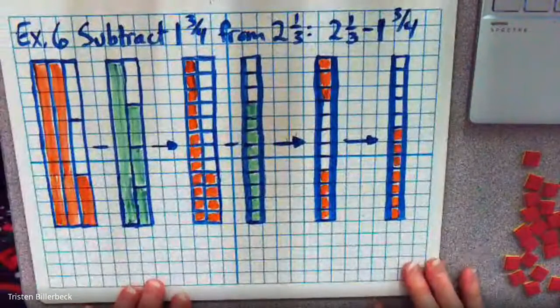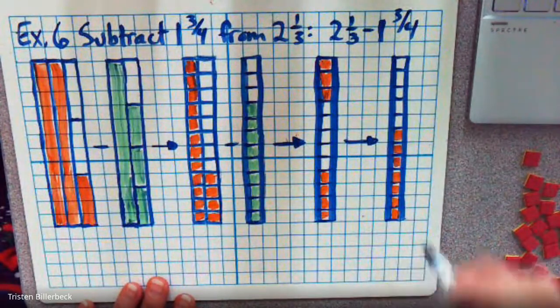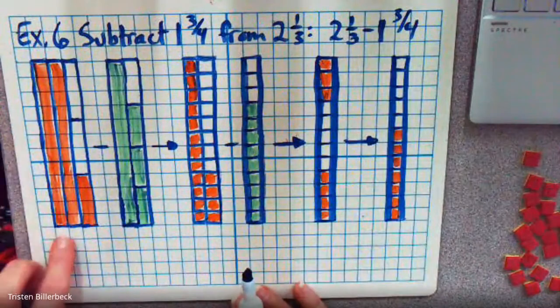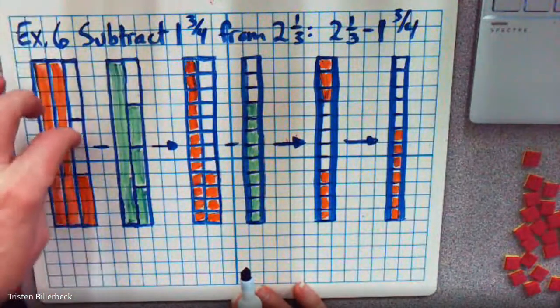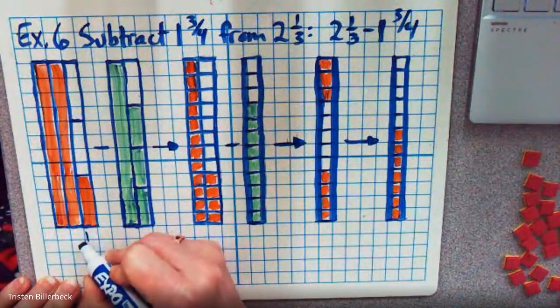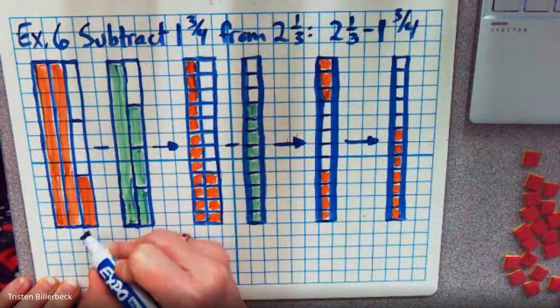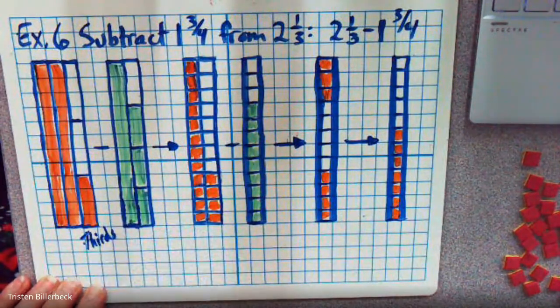Okay. So now we're going to subtract mixed numbers. Yikes. Okay. So I have 2 and 1/3. So here's my 2, and then I took a 1 and I broke it in 3 equal parts. So I have thirds. We didn't know how to spell it. I will spell it. That's a third.